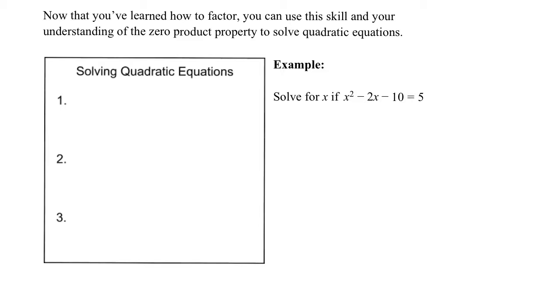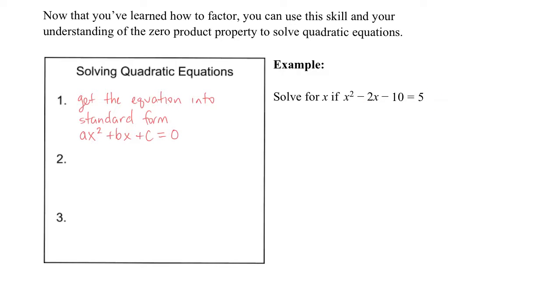So here are the steps. The first step is you need to get the equation into standard form. And standard form would be ax squared plus bx plus c equals 0. So basically what that means is move everything to the other side of the equation so that we get equals 0, and then put it in our familiar factorable form.